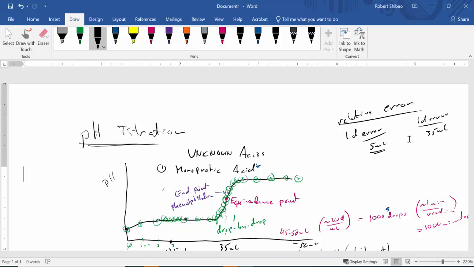Does that make sense? So the more volume we have, the less of an issue, because our titration could have 1 drop error, or maybe more depending on your titration technique. Hopefully not more. Maybe like a half a drop. A half a drop is even better. It'd be half the error. And so this is a much smaller error here. This is a much larger error here in terms of relative error.